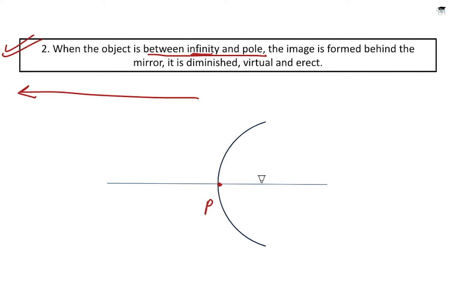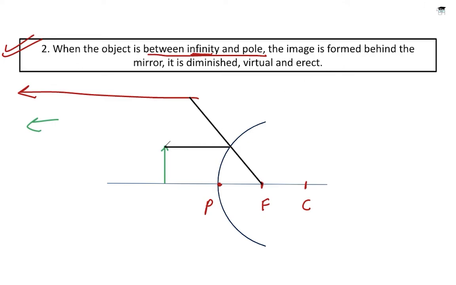So let's first of all mark the focus and the center of curvature. Okay, so let's draw the object. You can draw the object anywhere between the pole and infinity, that means anywhere in this direction. Okay, so this is our object. Now we have to take two rays as usual. The first ray that I am going to take is the one which is parallel to the principal axis, and after reflection it diverges and appears to be passing through the focus.